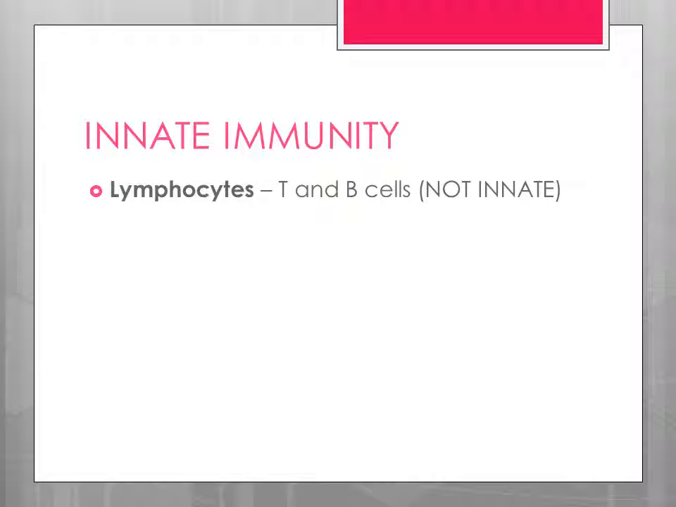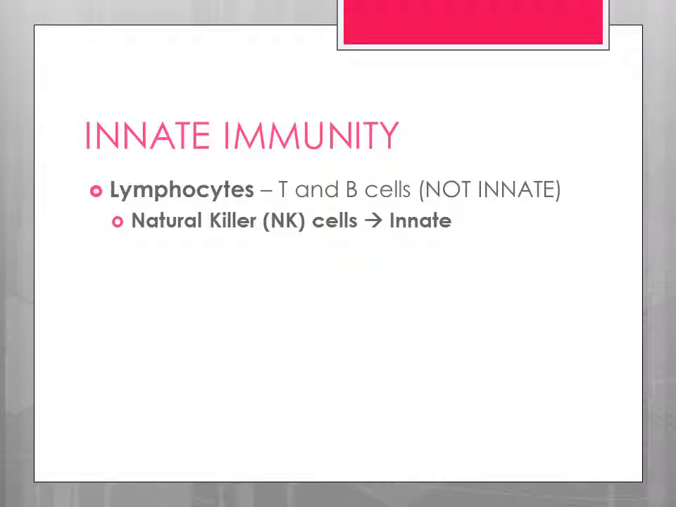And then you have your lymphocytes. Now keep in mind that you have 3 types of lymphocytes. You have your T cells, you have your B cells, and then you have your natural killer cells. So your T and B cells are not a part of innate immunity. Just remember that. Your T cells and B cells are not a part of innate immunity.